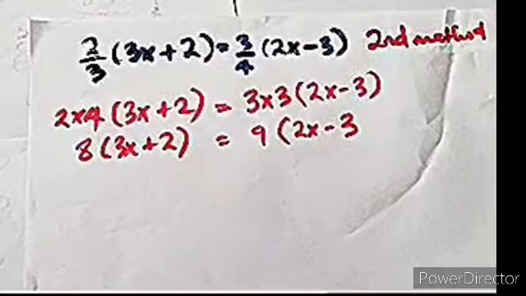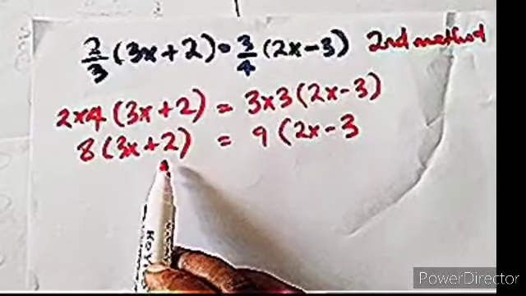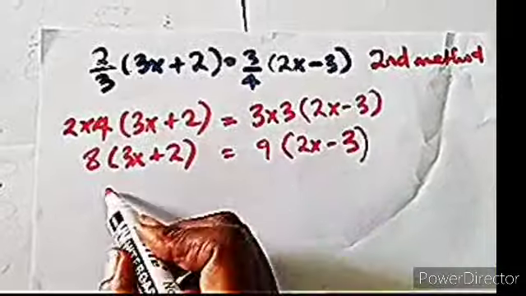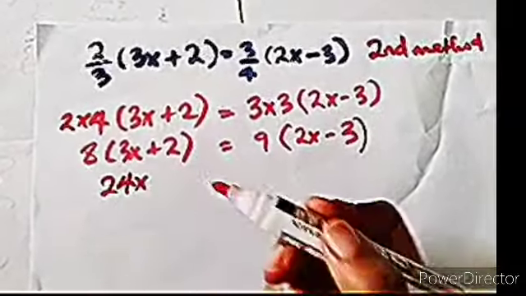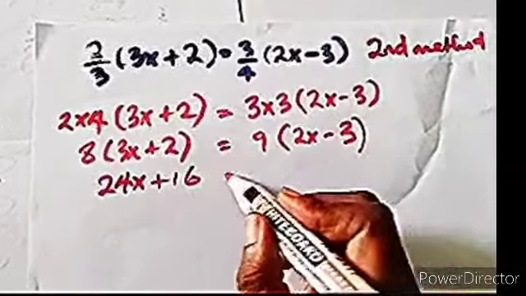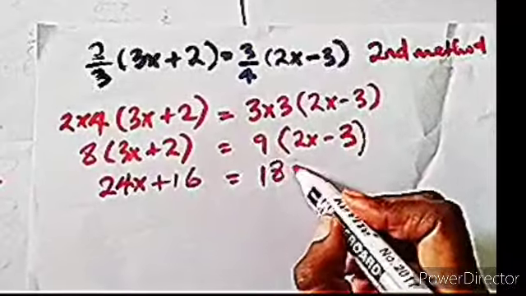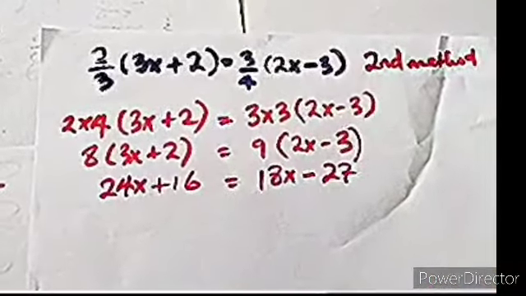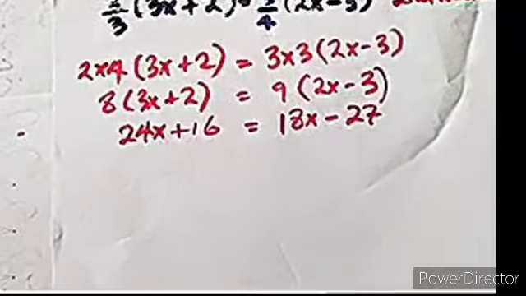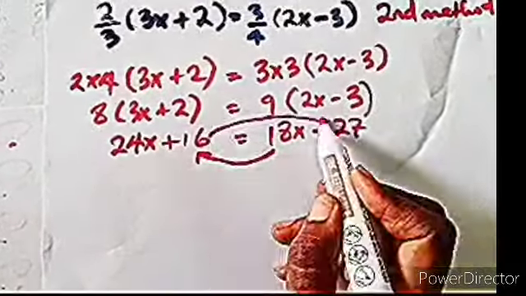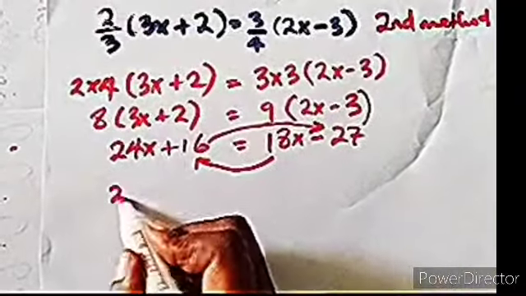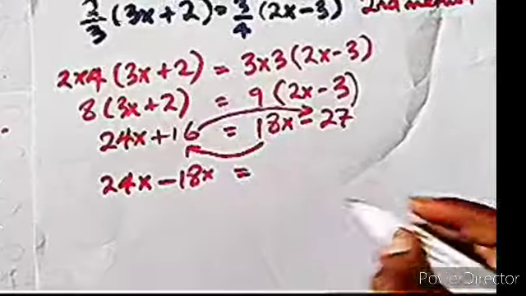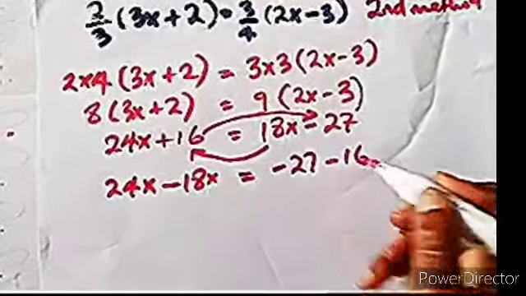If we expand or open up this bracket, we multiply 8 into everything here, that's 3x and plus 2. And we multiply 9 into 2x and minus 3. So 8 times 3 is 24x. 8 times 2 is 16, equal to 9 times 2x is 18x minus 9 times 3, 27. So we push the like terms to a particular part of the equation. We push 18x to this part, and 16 to the other side. So we have 24x minus 18x equal to minus 27 minus 16.